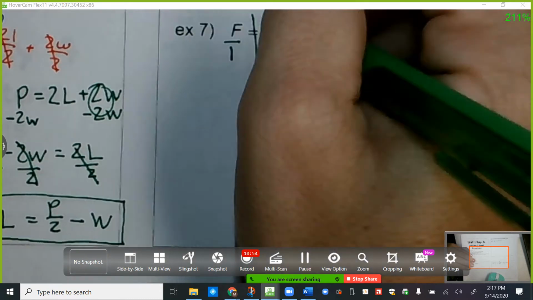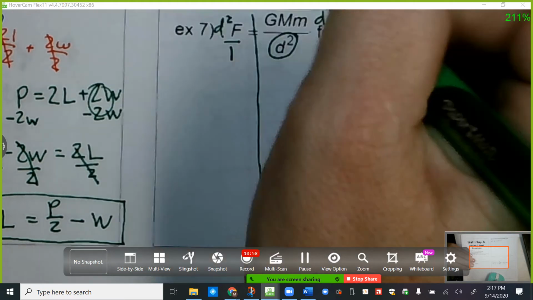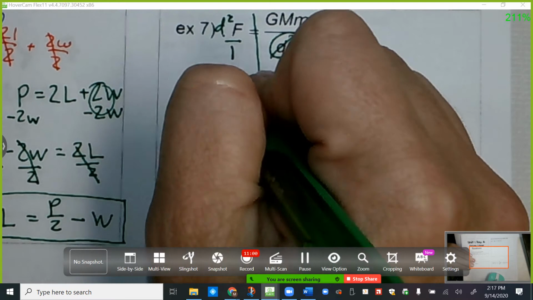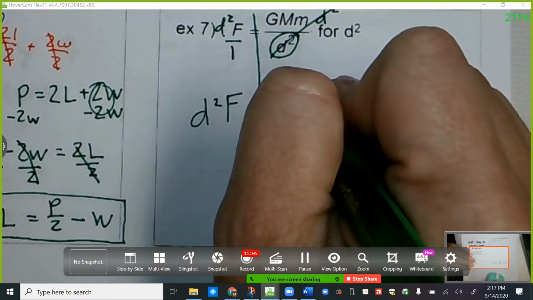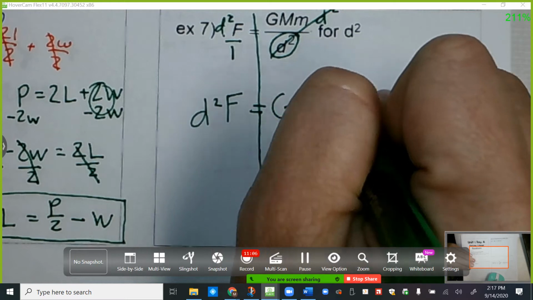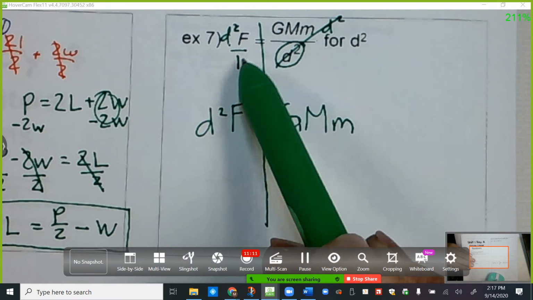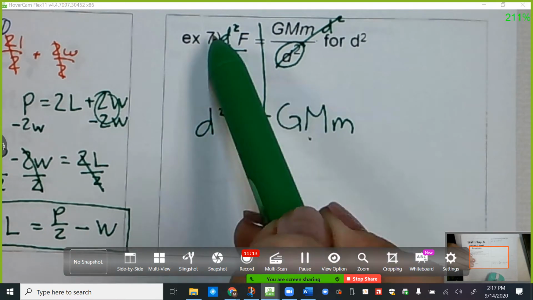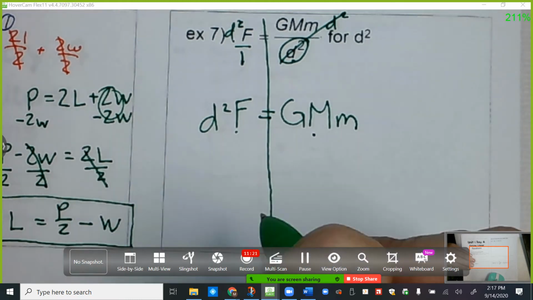So if we do times d squared, times d squared, those cancel and we get d squared F equals G m m. Now, if you cross multiplied, 1 times GMM is just GMM. F times D squared is just D squared F. So do you see how it gives you the same thing? Okay, so whatever you think of is what you should do. And now divide. What are we going to divide by?